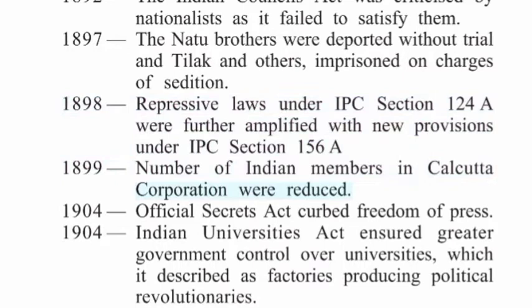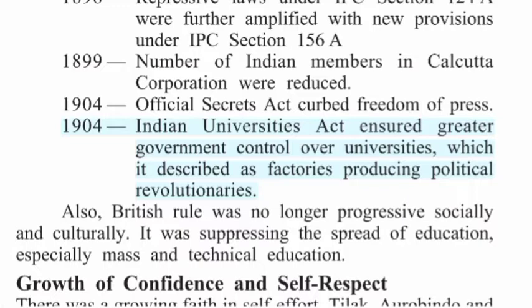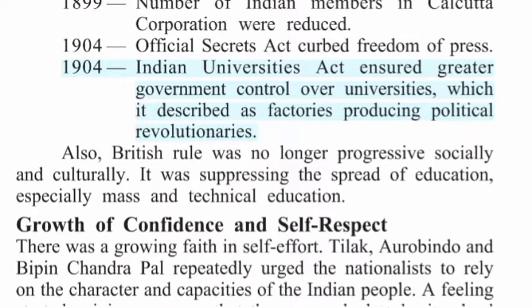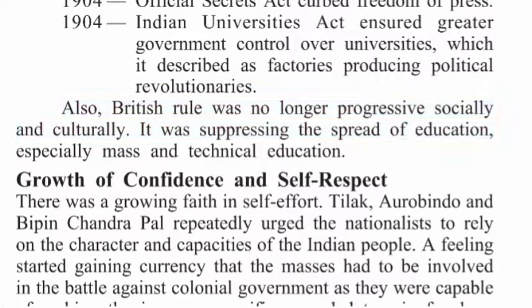1904, Official Secrets Act curbed freedom of press. 1904, Indian Universities Act ensured greater government control over universities, which it described as factories producing political revolutionaries. Also, British rule was no longer progressive socially and culturally. It was suppressing the spread of education, especially mass and technical education.